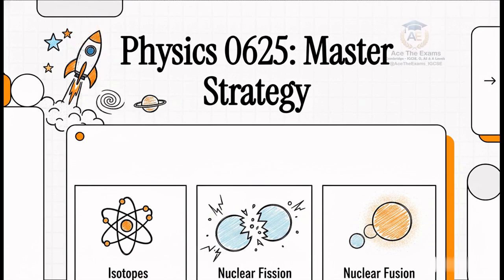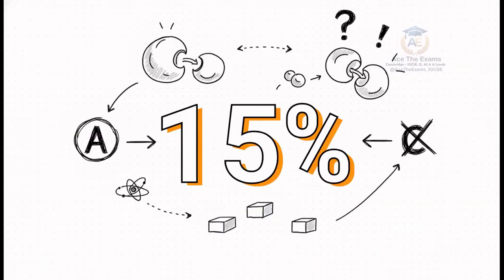Let's get started. Okay, so here is a fact that should instantly grab your attention. 15. Isotopes, fission, and fusion might seem like just a small, isolated section of nuclear physics, but questions testing these specific concepts, along with their multi-stage analysis, account for a massive 15% of the total physics exam marks. 15%. That's not just a handful of points.